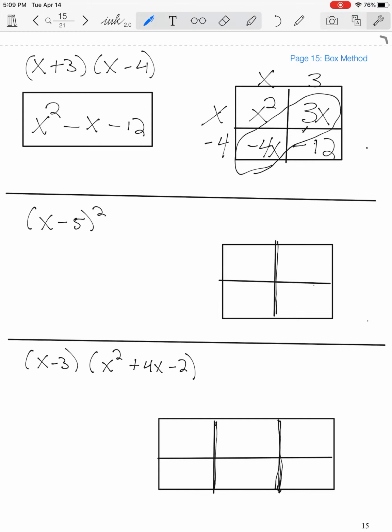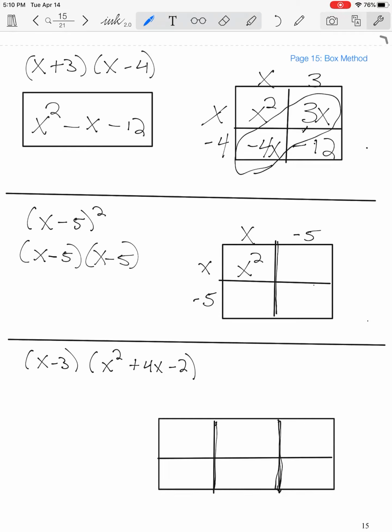And you're done. The next one, you might say, well, there's only one thing there, x minus 5, but it's x minus 5 squared. I know, anytime I have a squared, I rewrite the problem twice. Then I could make my box. I have x minus 5, and I have x minus 5. And I'm going to do the exact same thing.